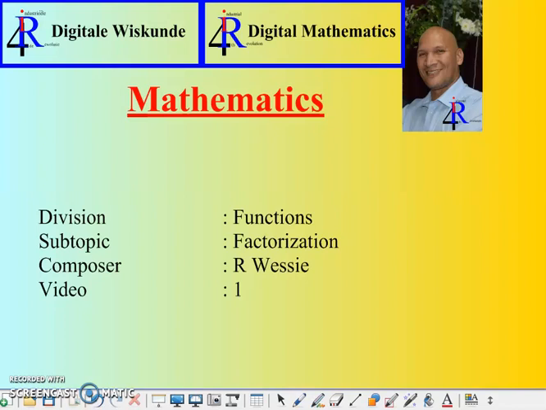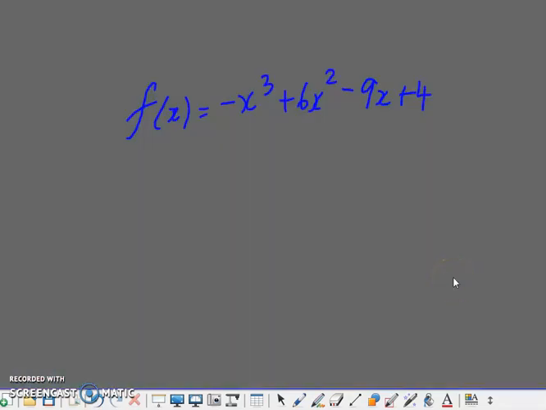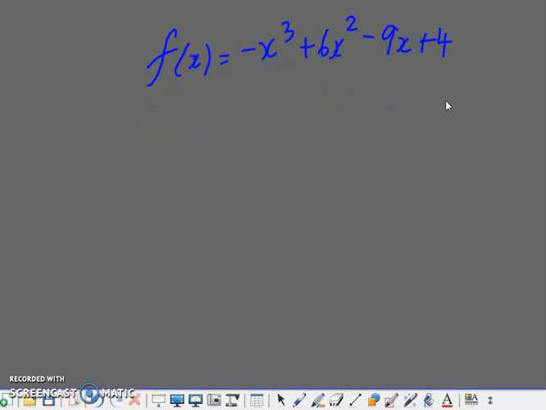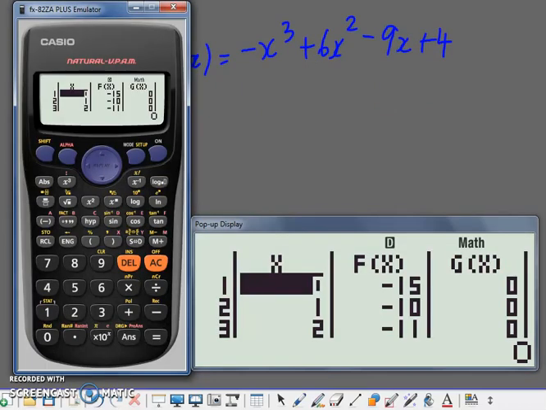If you get to this point where you need to factorize any expression, for example, you must factorize the expression f of x is equal to negative x cubed plus 6x squared minus 9x, but you do not have the faintest idea how to factorize any expression for that matter, you can use your calculator to aid you to be able to do factorization without any difficulty.